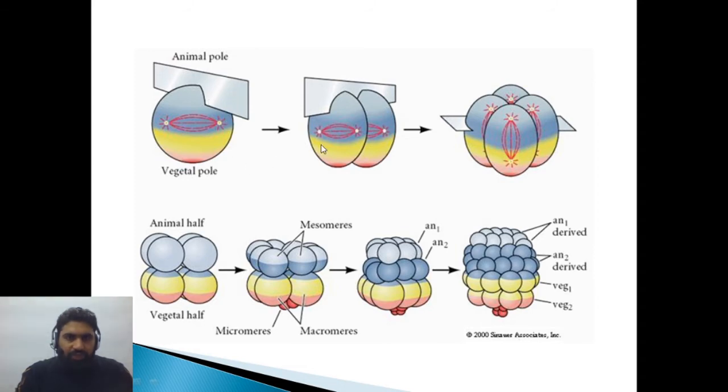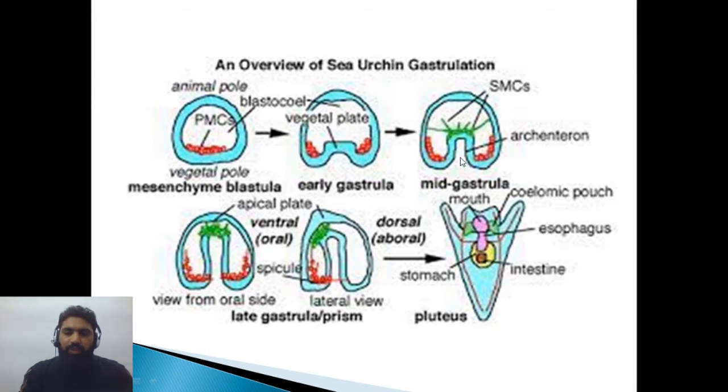In the first cleavage, you get 2 cells, 2 blastomeres, each with an equal amount of both. In the first blastomere, you can see animal gradients and vegetal gradients are there. After the second cleavage, you get 4 cells: 1, 2, 3 and 4. In all those 4 cells, you can see both animal gradient and vegetal gradient are present.